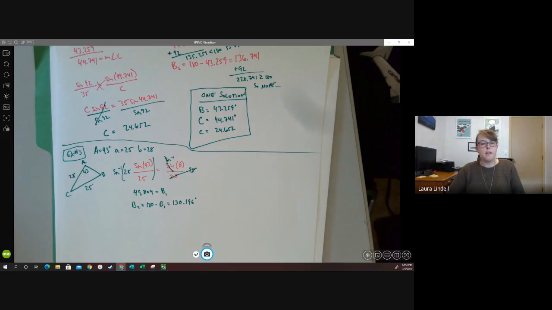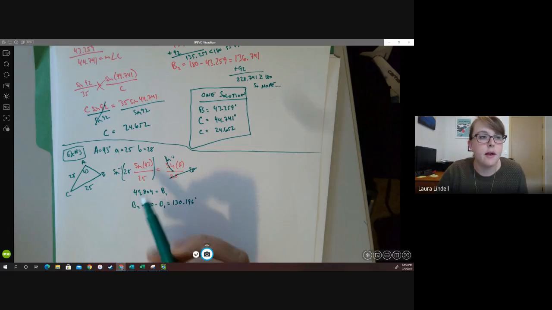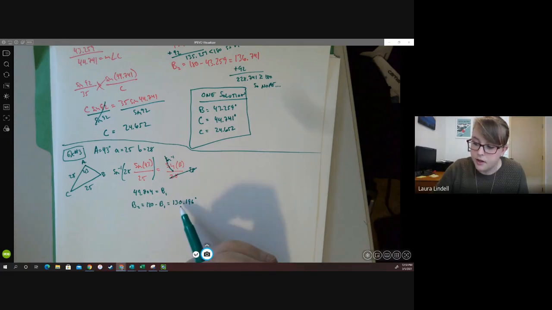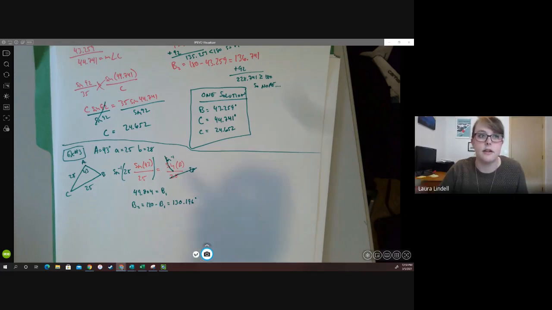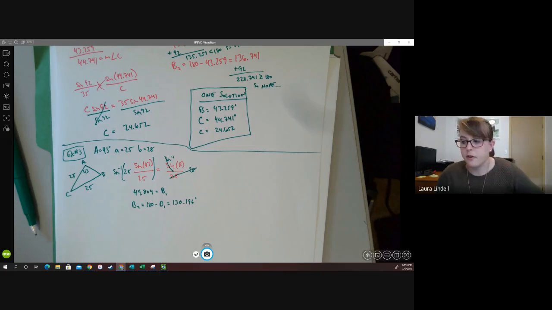All right. So if you typed in sine inverse of 28 sine 43 over 25, that would give you 49.804 for your first B value. Your second B value then would be 180 minus that, which is 130.196. So now what we want to do is figure out if either of those values work. And spoiler alert, they do.